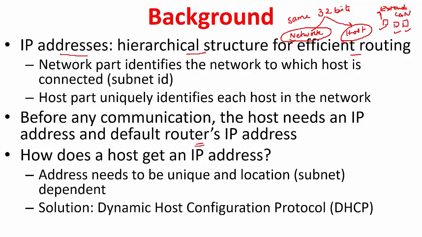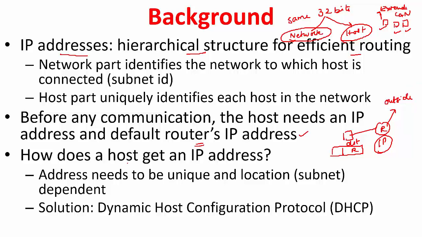Before any communication, the host needs an IP address as well as the default router's IP address. This is very important because the host knows to contact this router to talk with the outside world. Without this router IP, it doesn't know how to talk with the outside world. As we have seen earlier, whenever it wants to contact any host in the outside world, the destination MAC is set to this router so that packets come here and the router will take care of them henceforth.